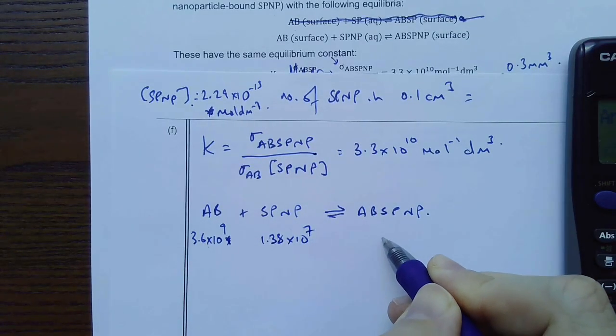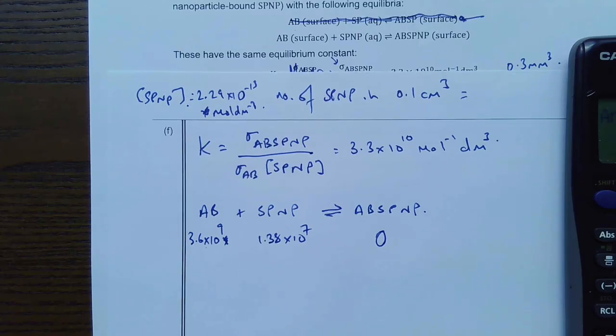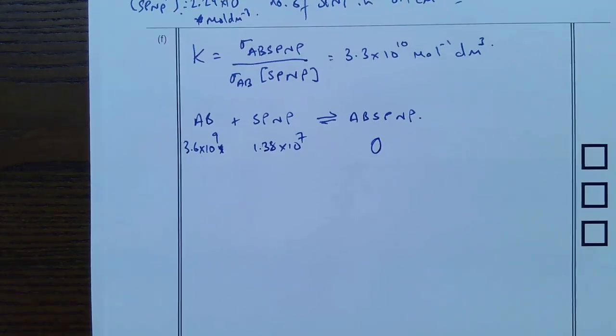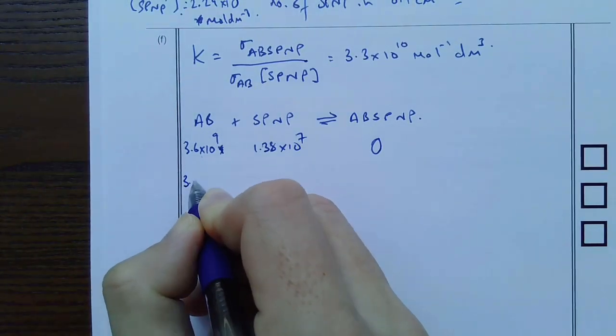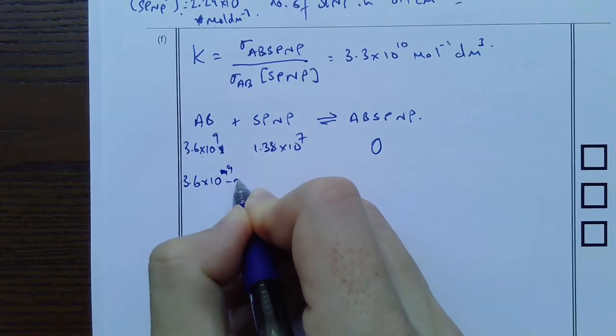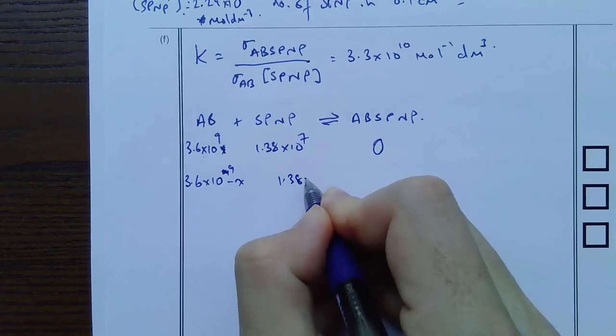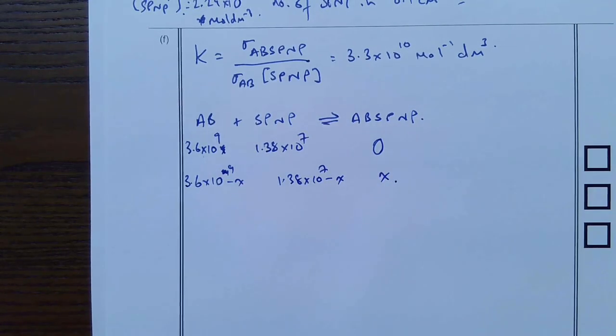1.38 times 10 to the power of 7. And this is 0. Obviously at this point, if you've had enough, just don't do this question. Right? There's absolutely no need to do this question. But let's carry on. So then I do 3.6 times 10 to the minus 9, times 10 to the 9 minus x, 1.38 times 10 to the power of 7 minus x, and then this is x.